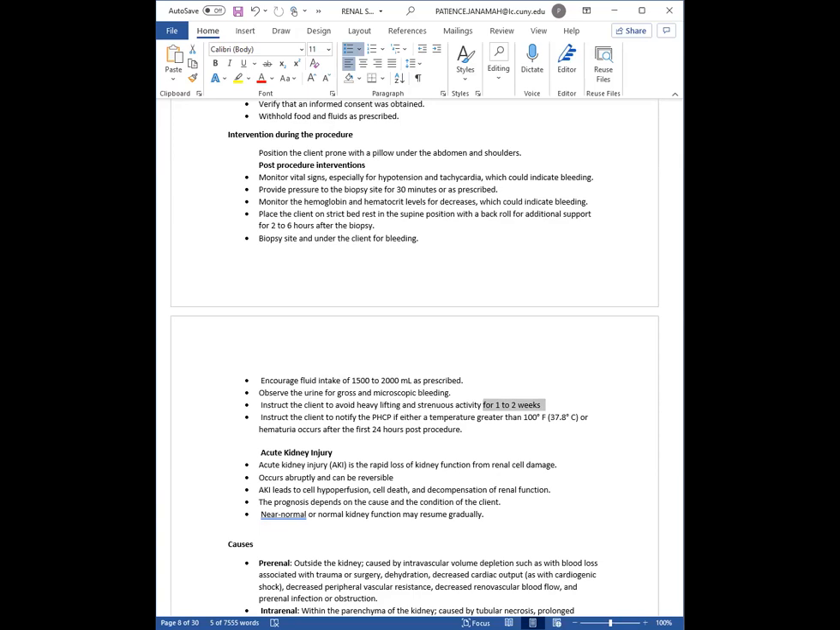And finally, 24 hours, if there is a fever, you tell them to report. 24 hours, if there is blood in their urine, you tell them to report. So anytime after the procedure, if there is a fever, they should report it. But within the first 24 hours, if they notice blood in the urine, they should report it to you. That is specific to renal biopsy or kidney biopsy, when they cut a little bit of tissue of the kidney for studies.